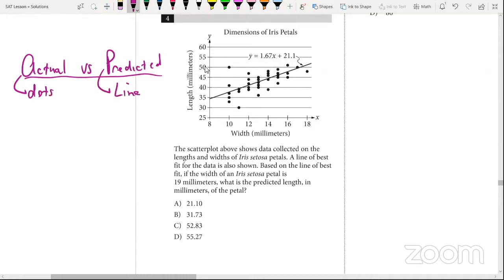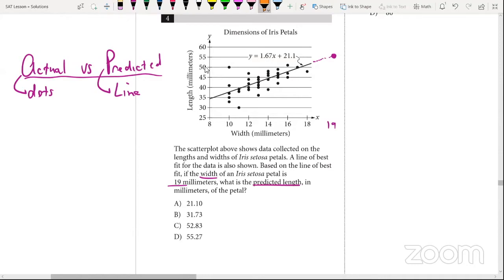So here, we're saying the width is going to be 19. So we're going on the x-axis to where the width is 19. So that would be somewhere around here. And we're saying what's the predicted length? So not the dots, but the line. And where's the line going to be when x is 19? So where's that value right there? Just looking, it looks like 55.27.